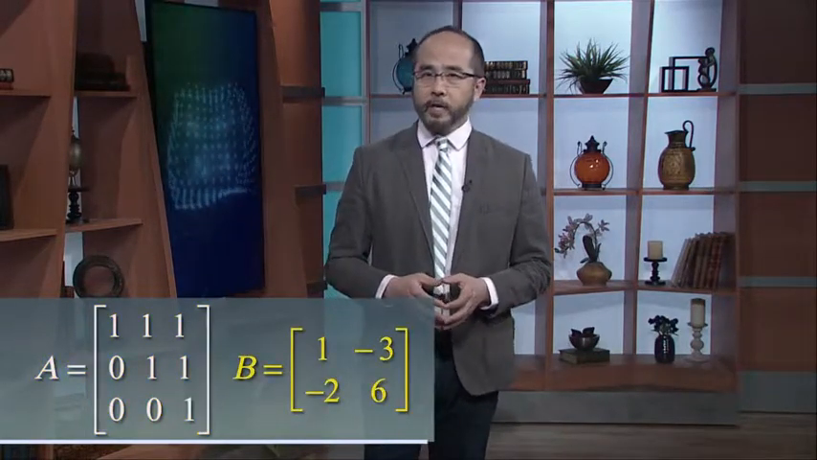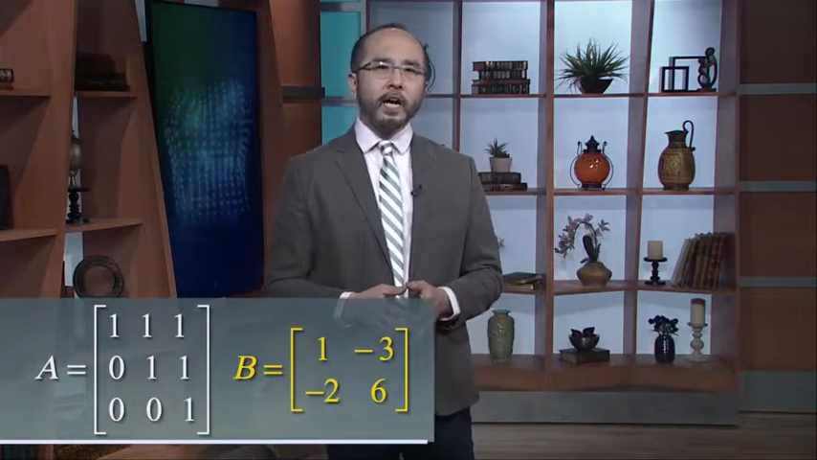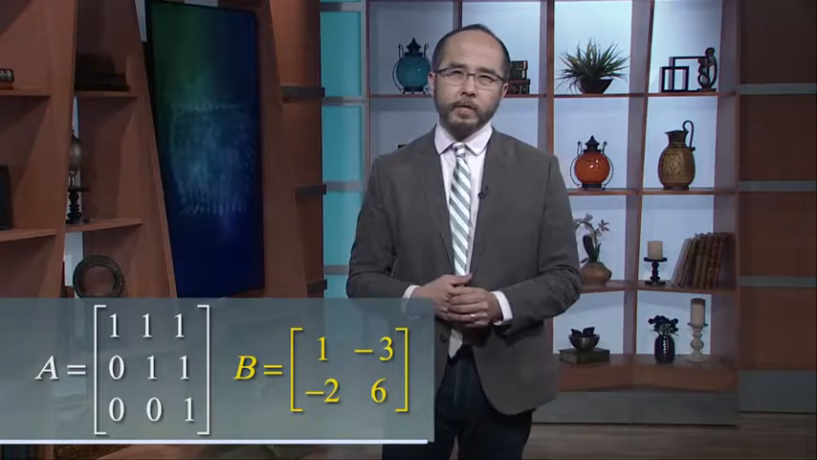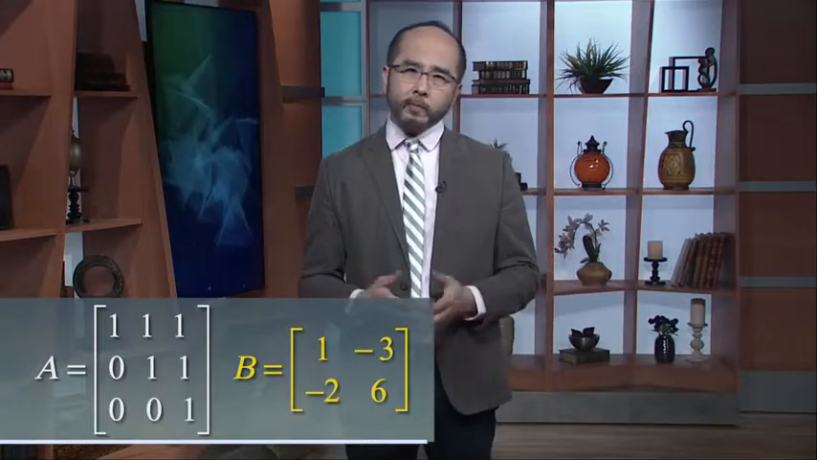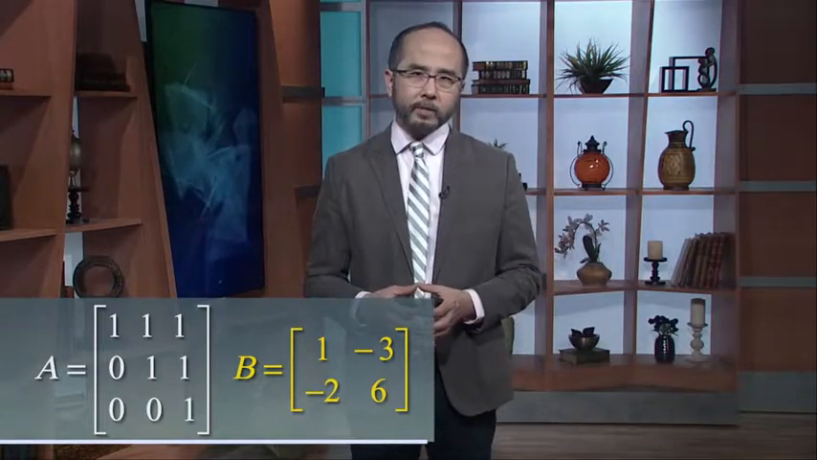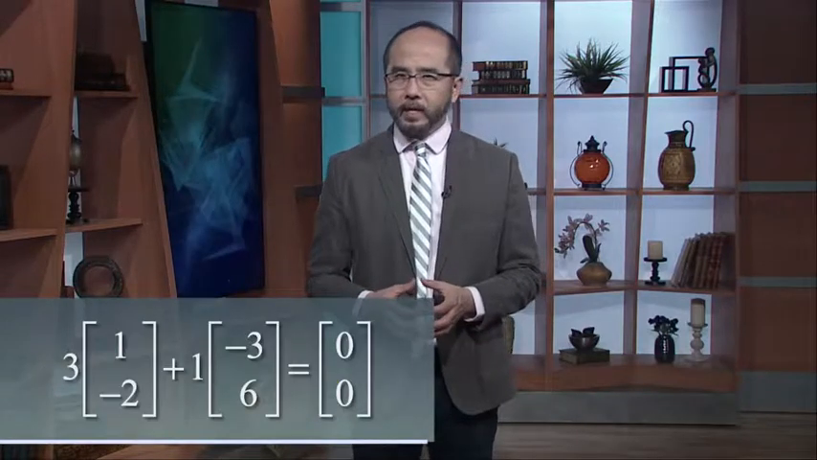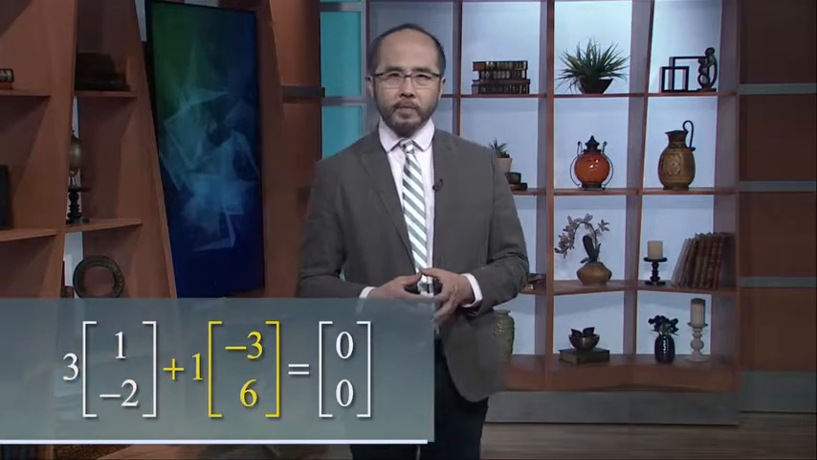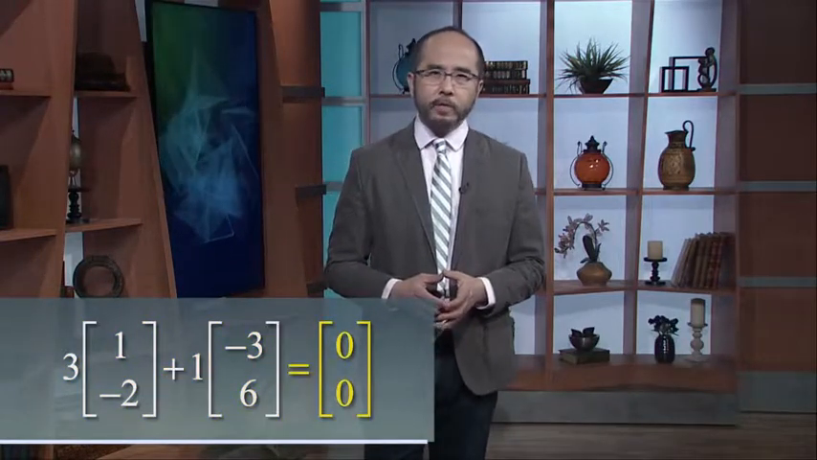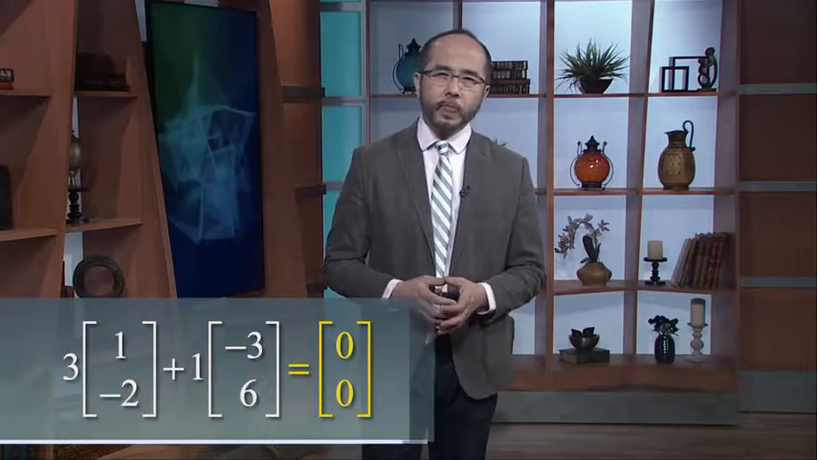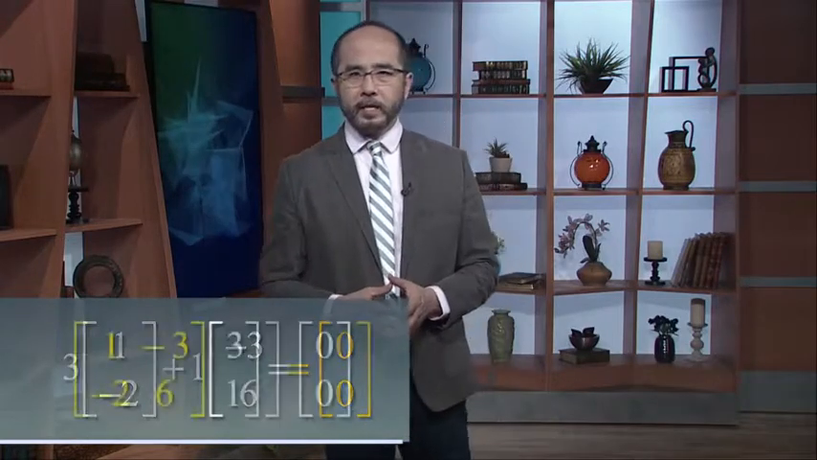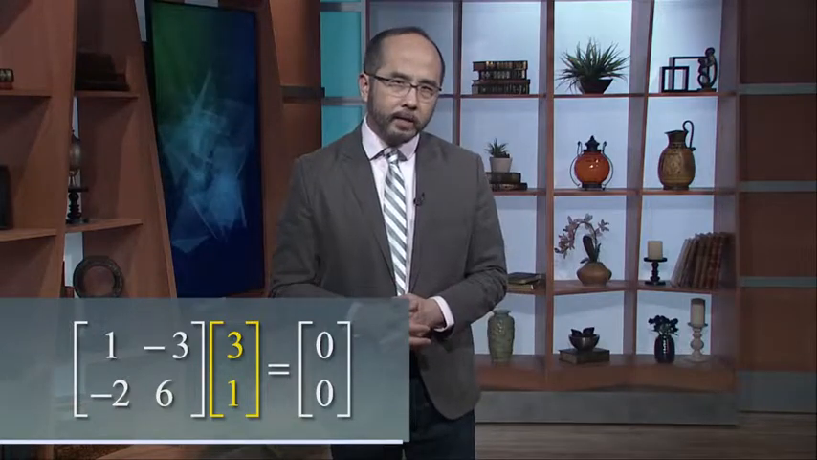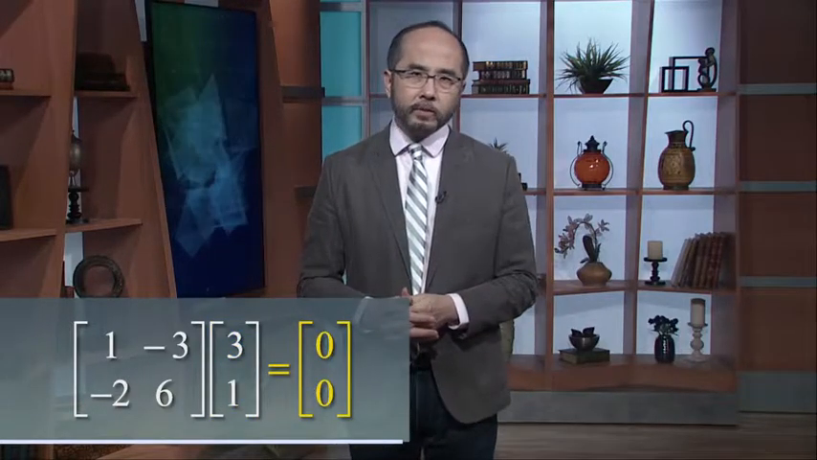For the matrix B, if you notice that the second column is a multiple of the first, in fact, -3 times the first, then the columns cannot be linearly independent. Another way to say this is 3 times the first column plus 1 times the second column equals the 0 vector. Still another way to say this is the matrix B times the vector (3, 1) gives the 0 vector.